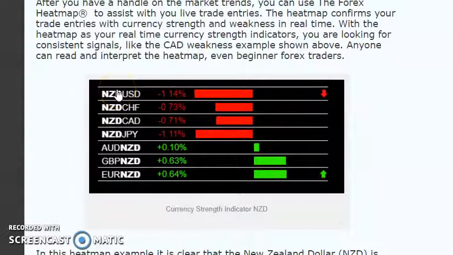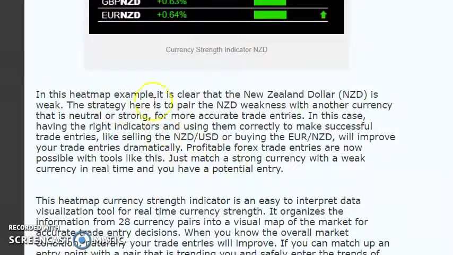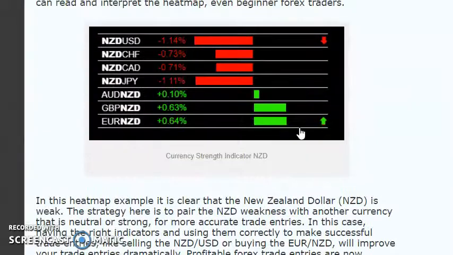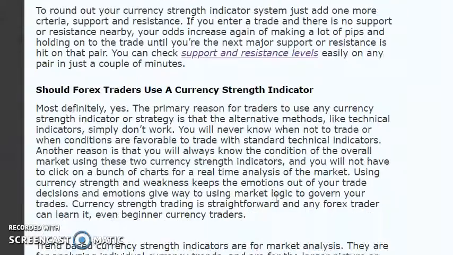Here's an example of New Zealand dollar weakness. So the base currency, you would want that to be red, and the New Zealand dollar is the cross currency, you would want that to be green. It's a great example of a live indicator telling you what pair to trade. Sell the New Zealand dollar USD, which is probably actually a better signal here than buying the euro New Zealand. The euro New Zealand is much more volatile though. Okay. So it works for 8 currencies, both types of indicators, the trend indicators and the Forex Heatmap.